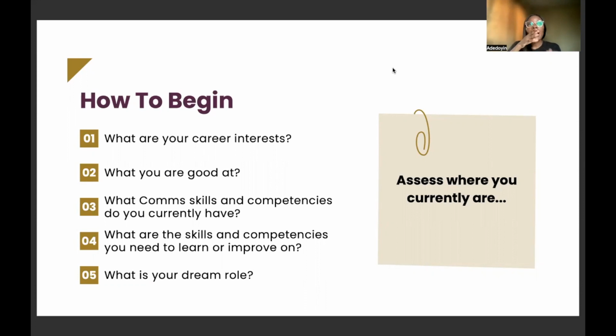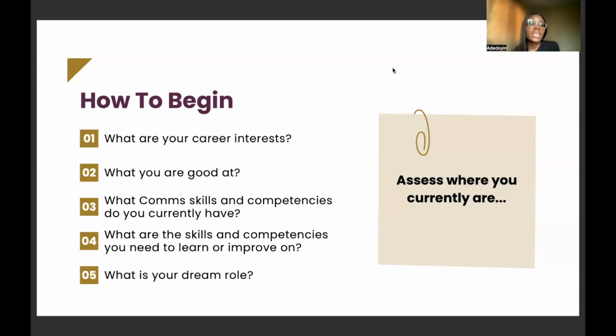Don't niche it to just comms and PR. What are you just good at generally? I'm good with things that have to do with my hands. I'm good with speaking. I'm good with articulating my thoughts, whatever it is, right? So let's jump to number 4.